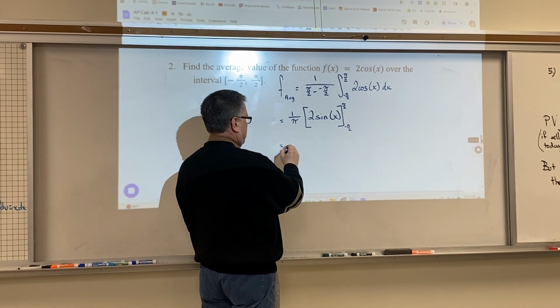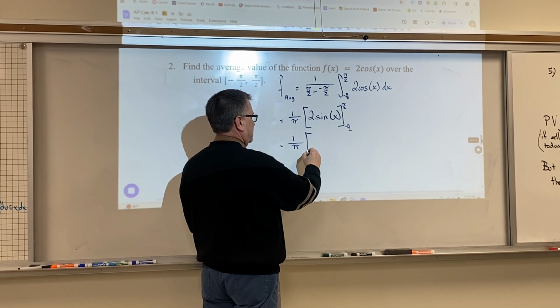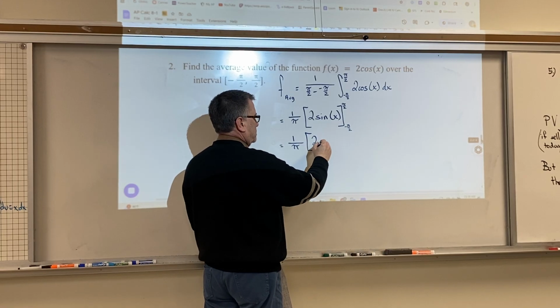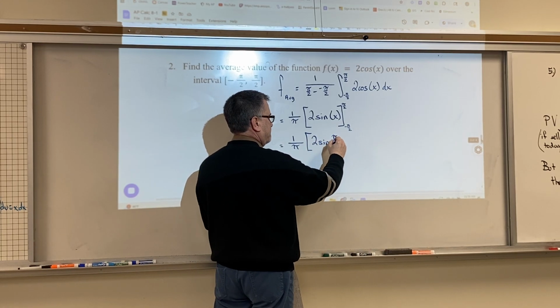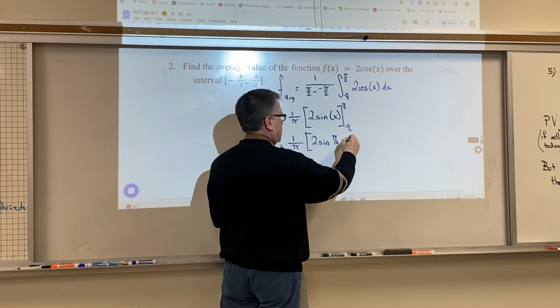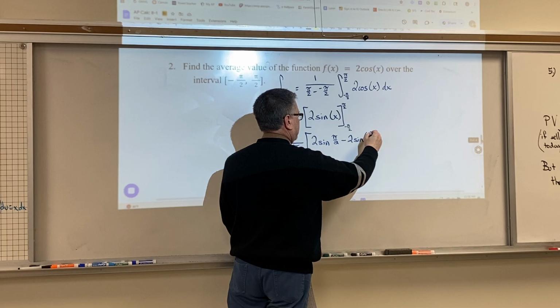So that'll be, I want to divide by pi the area under the curve. So 2 sine pi over 2 minus 2 sine negative pi over 2.